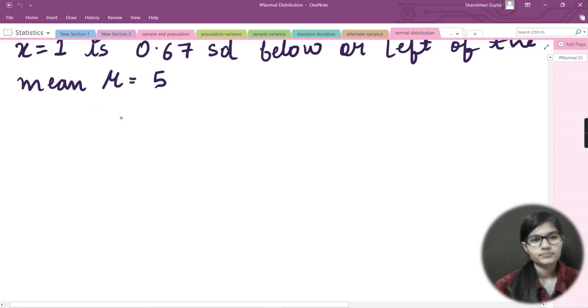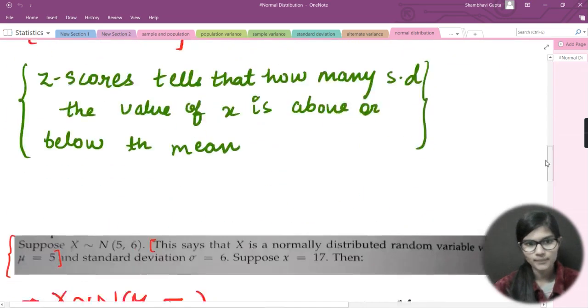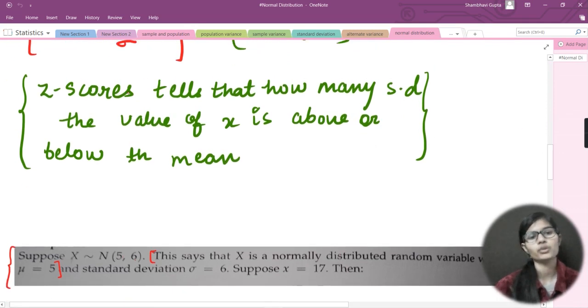Okay, so one more thing here. In the last video, I just told you one more thing, that z scores tell how many standard deviations the value of x is above or below the mean.